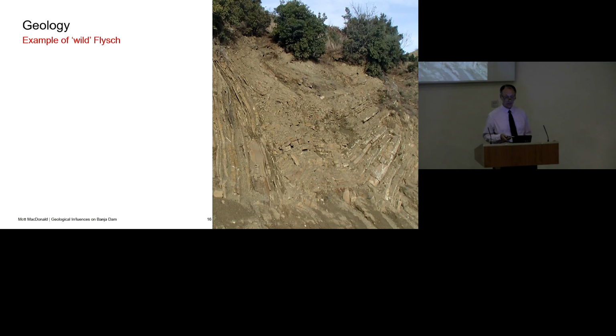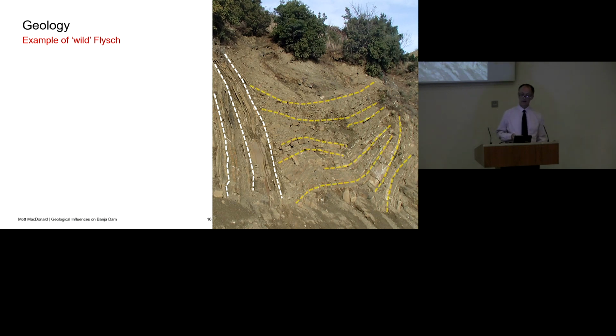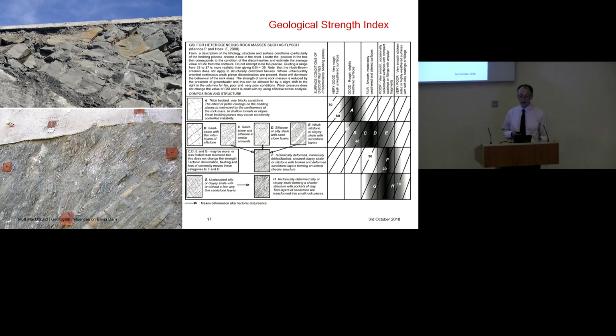So just perhaps an example from our own site of this wild fleche. You can see you've got some fairly well-structured material there. And just to the right, you've got something going all over the place, broken beds, twisted beds, and so on and so forth. And this has implications, as I say, for the rock mass strength.